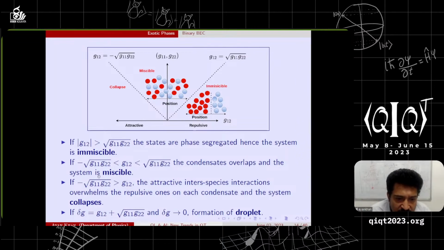Now, if the interaction condition follows this other regime, then the attractive interspecies interactions overwhelm the repulsive ones on each condensate, and the system collapses. Now, if I take this side term and consider a small difference, delta G, defined like this, and I consider my delta G goes to 0, so that delta G is very small. In this situation, all the mean field interactions, because of their competition, become very small, and the beyond mean field interaction starts playing an important role, and we see the formation of droplets.